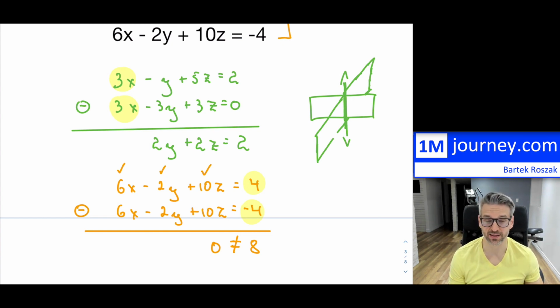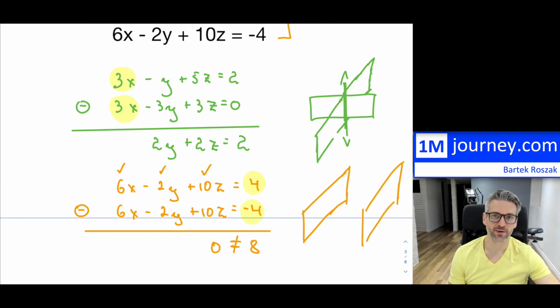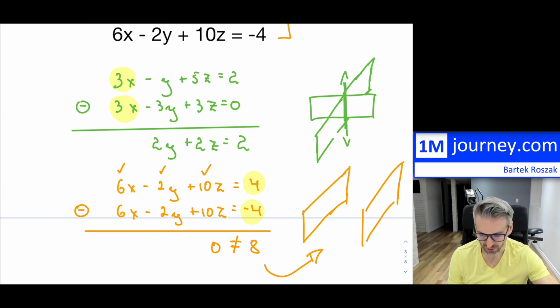So what that means is that these two planes, if this was my first plane and then this was my other plane, they actually do not intersect. And what this tells you is you stop right here. You don't have to go any further. You know that if two planes are not intersecting, then clearly three planes are not going to intersect.